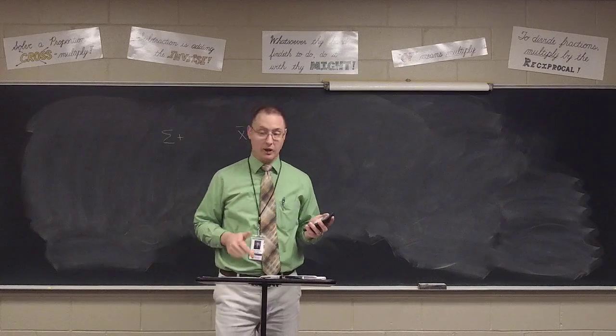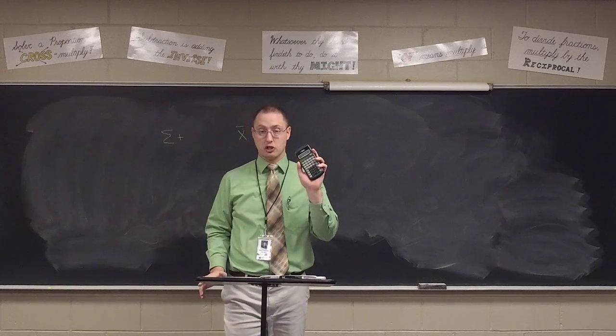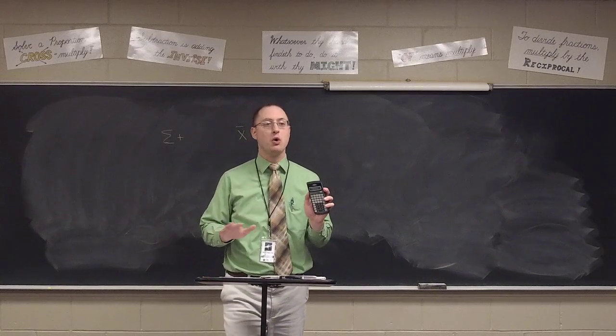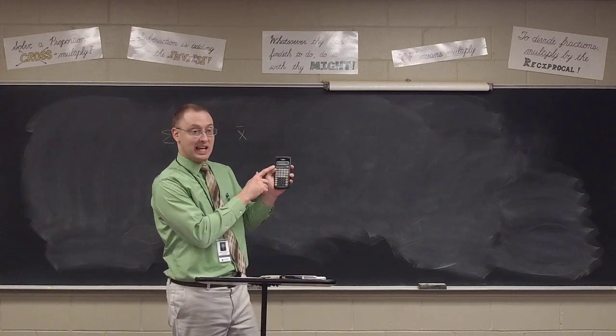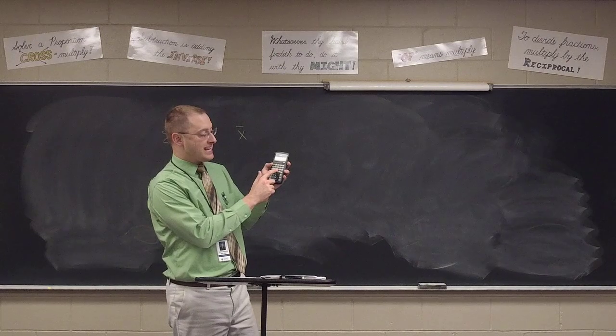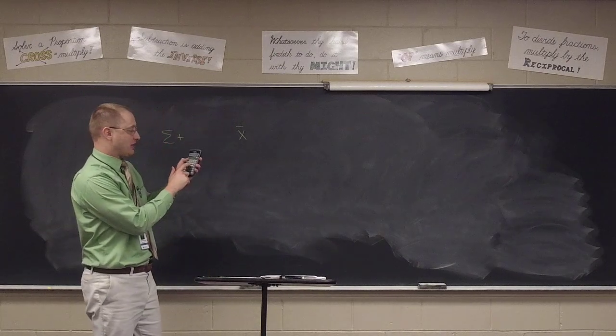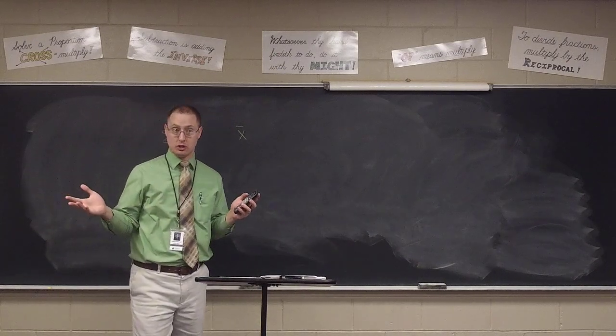sigma plus. Now, in case you needed it, it's telling you you just put in 10 numbers, but you don't even need to know that because you're not going to divide by 10. You're simply going to use the second function of your calculator and hit that x bar, second function x bar, and it'll give you your average.